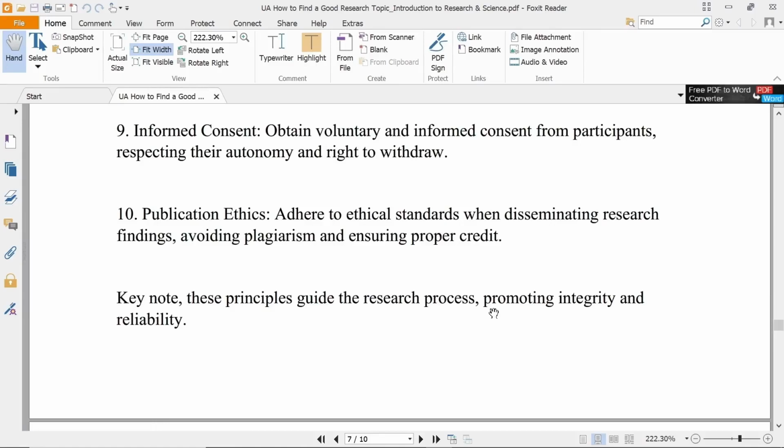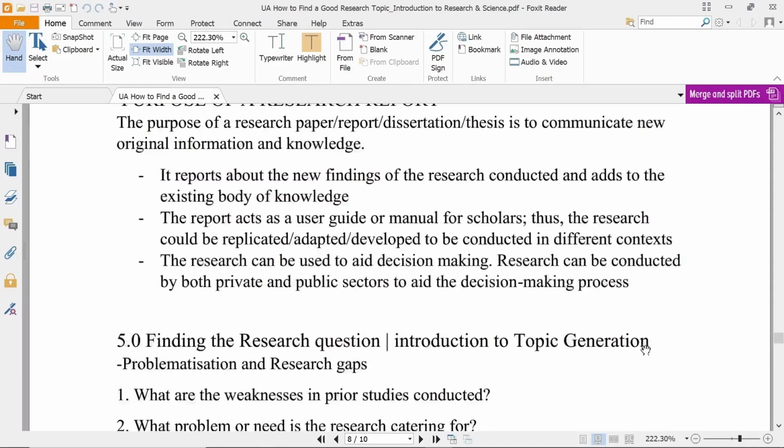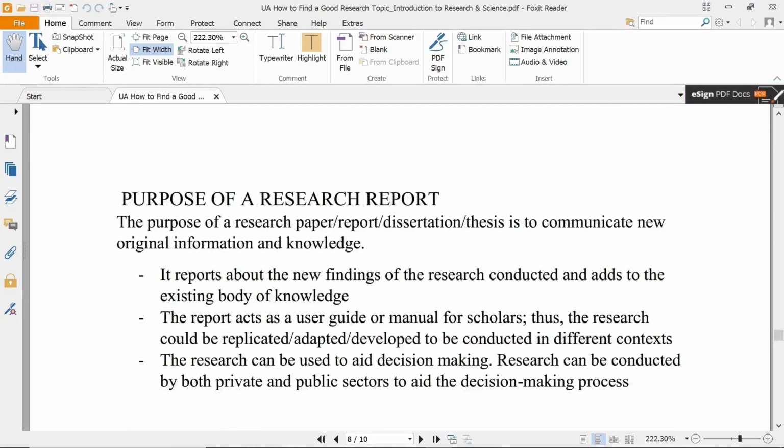Ensure proper credit, so you have to reference your work. All this is done to promote integrity and reliability in the research process. You have to follow these principles so that the research process is credible and reliable. So with that said, why do you write a research paper?